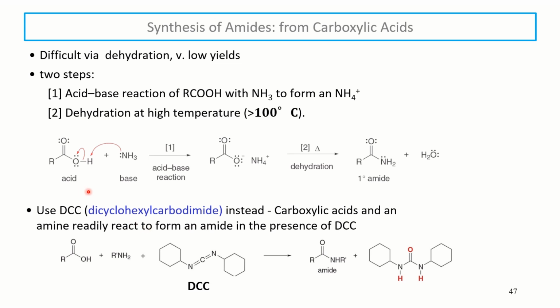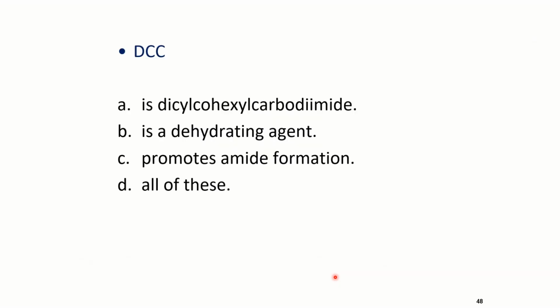One way is, of course, reacting the carboxylic acid with ammonia to give you the ammonium salt. On heating, you get a dehydration to give you the primary amide. Not very efficient. On the other hand, if we react the acid with a primary amine in the presence of DCC, then of course we can get a secondary amide. The DCC, of course, is a dehydrating agent and also promotes amide formation and is called dicyclohexyl carbonate. So of course, the answer should be really D.